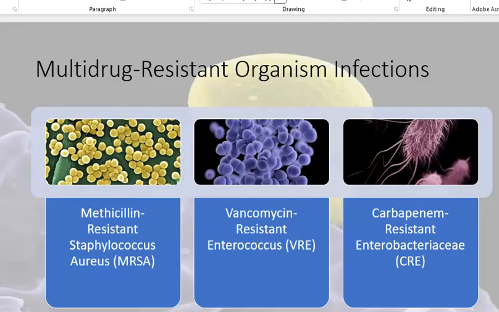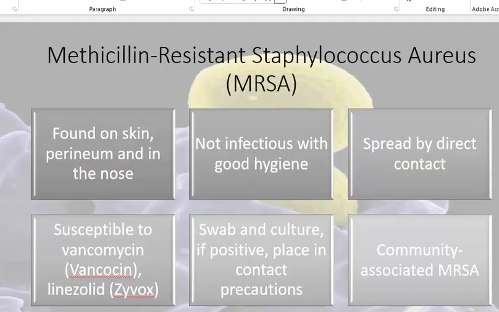go into account for the multi-drug resistant organisms. Now we're going to talk about each of those. The first one is your MRSA. This is a common bacteria found on the skin, perineum, and of course in the nose. Good hygiene controls growth and it's not infectious.